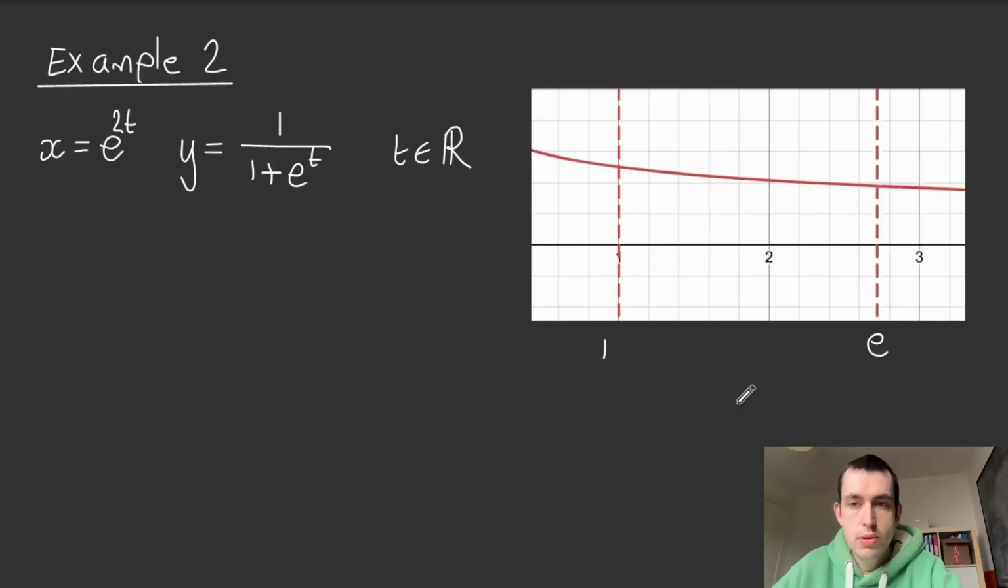In this next example, we're going to be integrating underneath the curve with these parametric equations, where t is any real number. And we're going to do it from 1 to e.